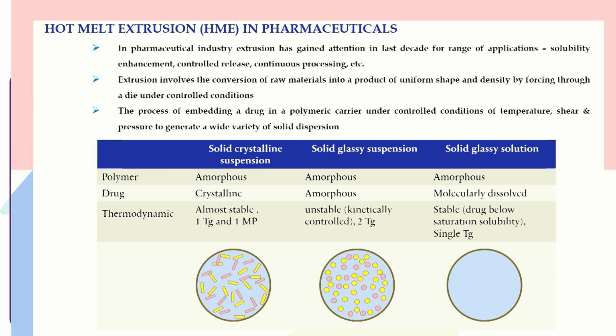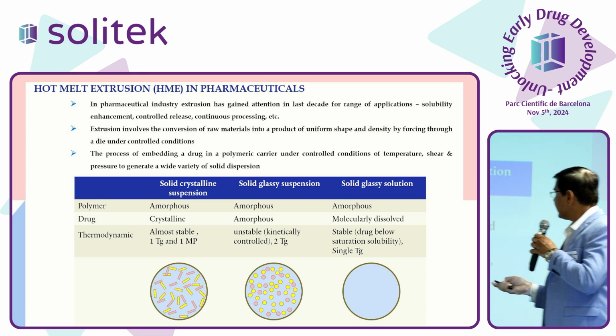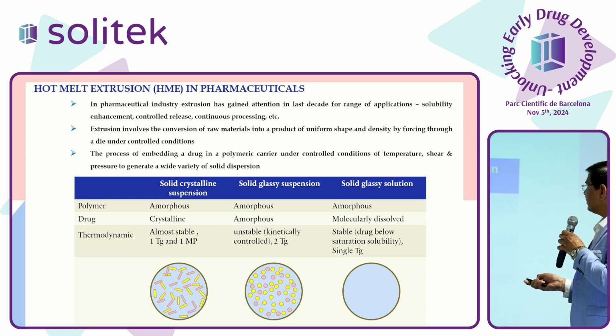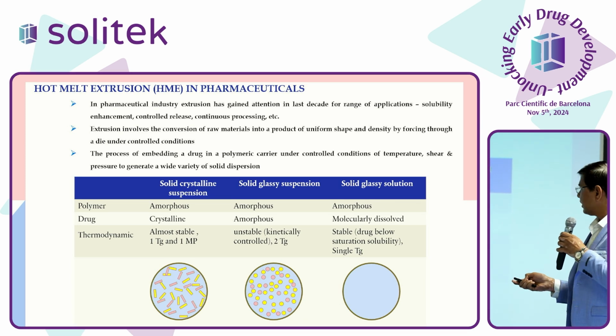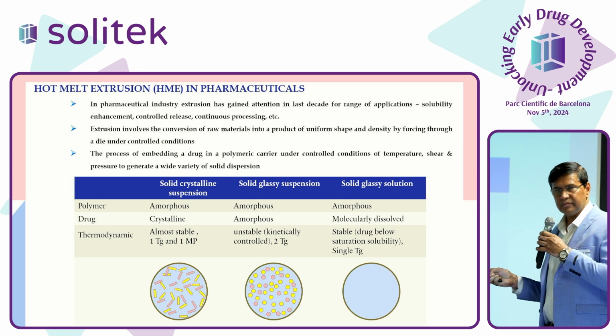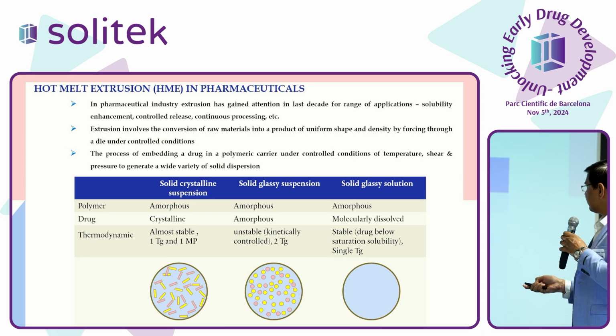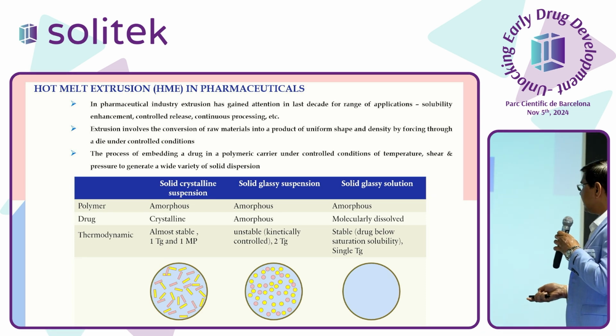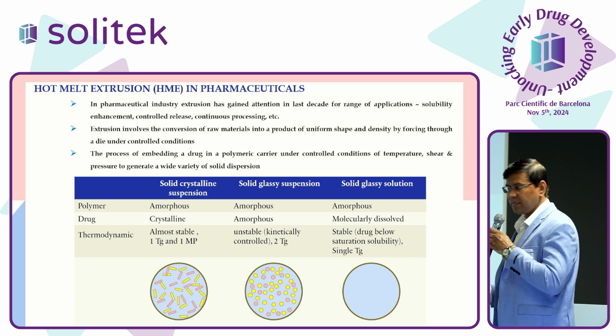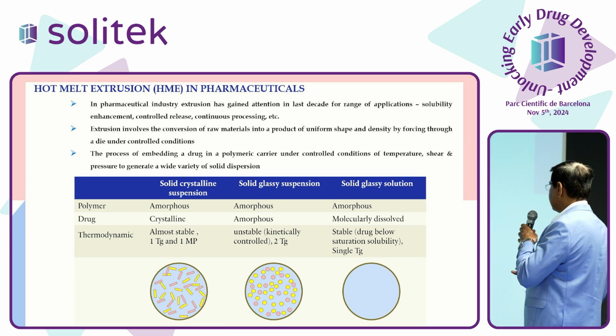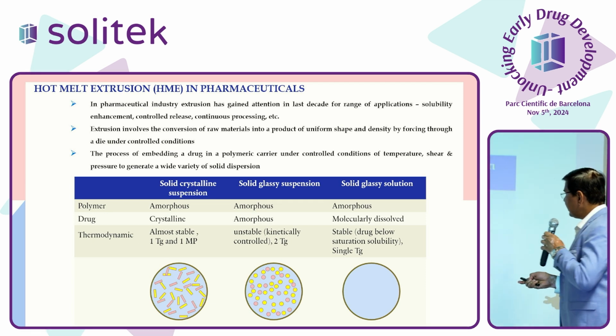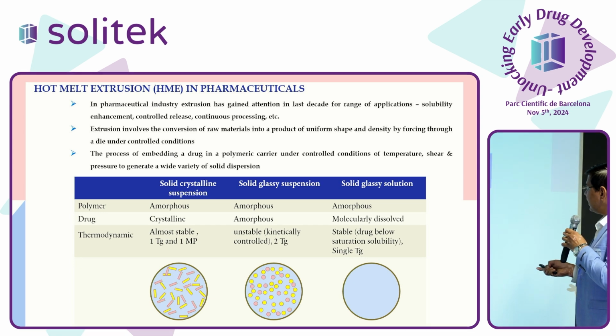In that case, the formulation will be stable and you will get a solid crystalline suspension. In the second case, a solid glassy suspension, the drug will be in the amorphous form and the polymer will be in the amorphous form. There are many polymers which are amorphous as well, and after the melt extrusion you will get it, but mostly it is unstable. So in order to get a stable formulation, it is always recommended to go for the amorphous and molecularly dissolved form.